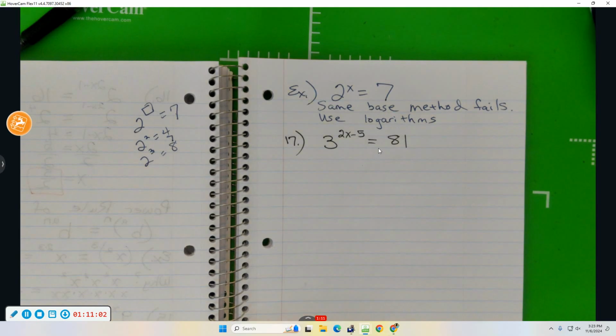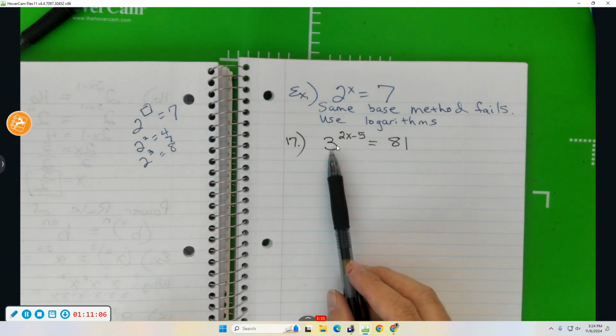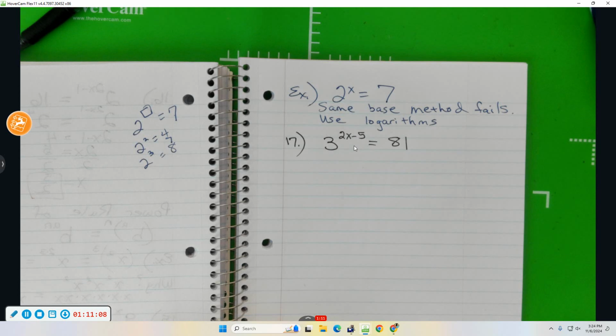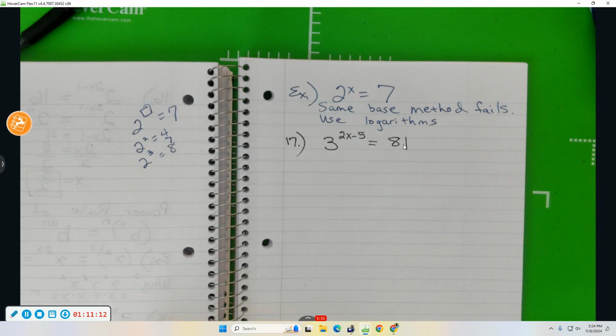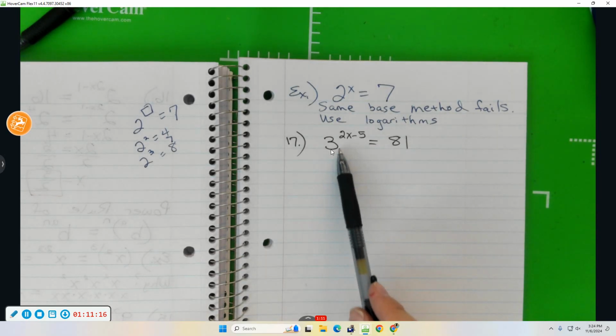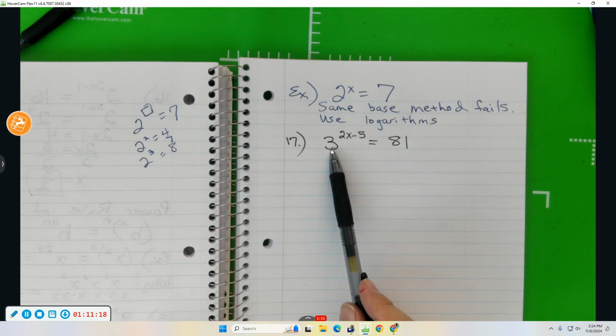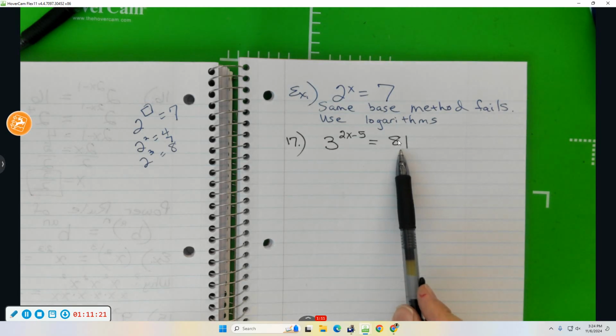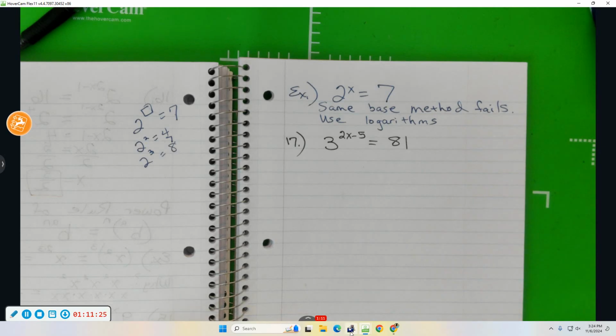Oh, this is 3 to the 2x minus 5 is equal to 81. What do y'all think we'll use as a common base? On the left side we have a 3. What's our base on the right side? And 81, well, we bet 3 is a prime number. You're not going to change 3. You better be able to get a 3 over here. Can you write 81 as a power of 3?